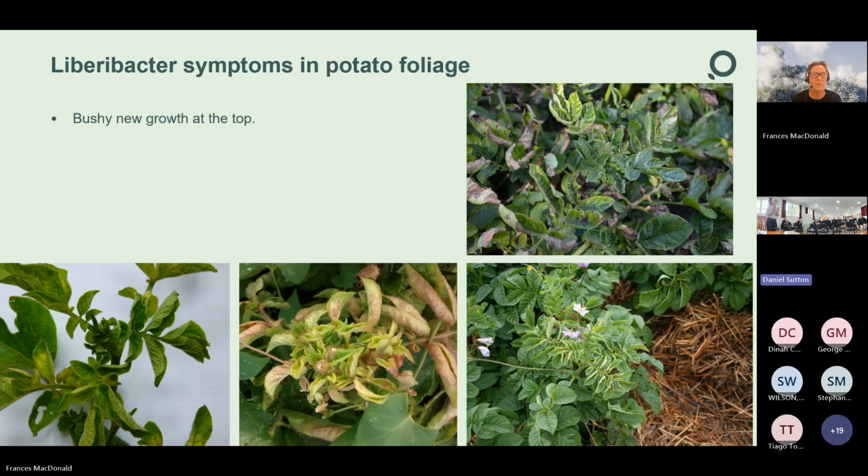So the internodes start to shorten because of Liberibacter, and with the new growth the internodes get shorter and shorter, and that's why you get a really bushy kind of symptom when you look on top of the plants. Next one.